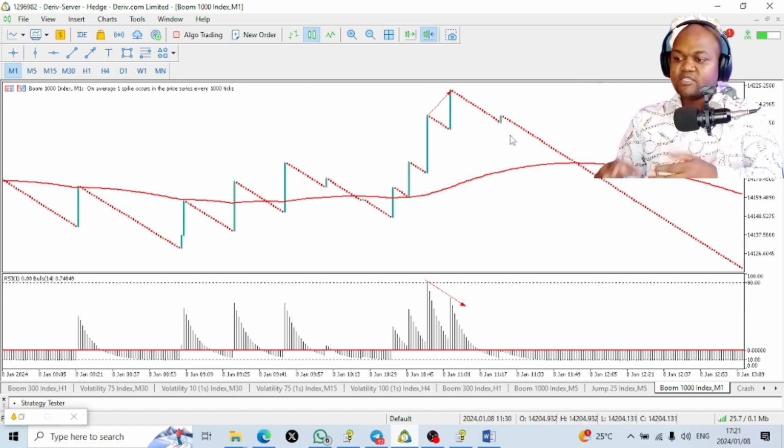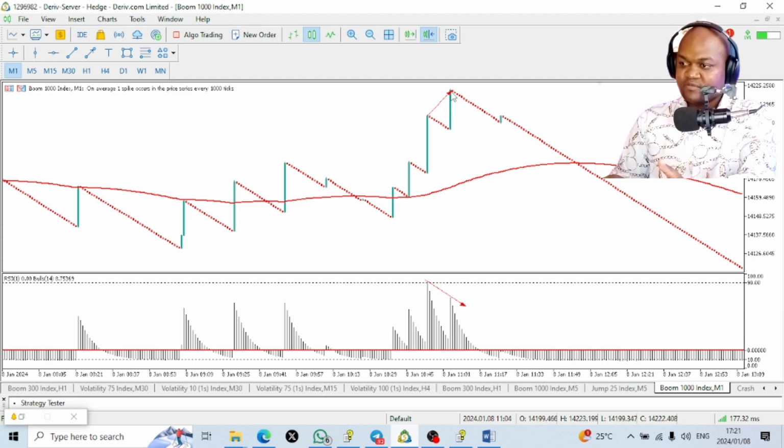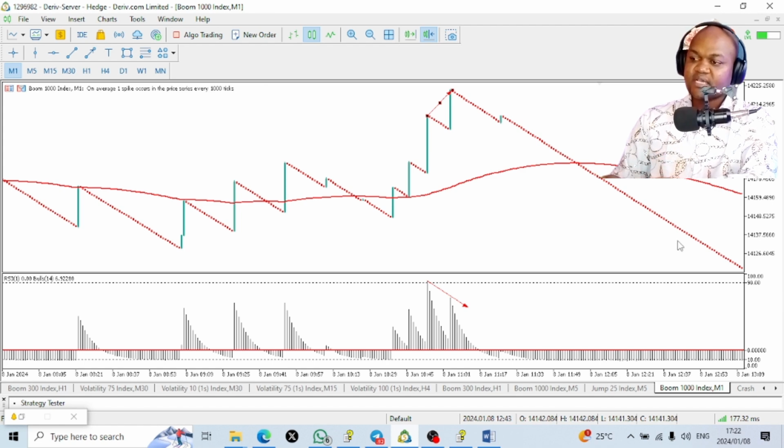But how then do we enter our trade? One, we've talked about what a divergence is. A divergence will occur when the price moves in the opposite direction to the oscillator indicator that we have, the boost power that we have here. So that's the first part.